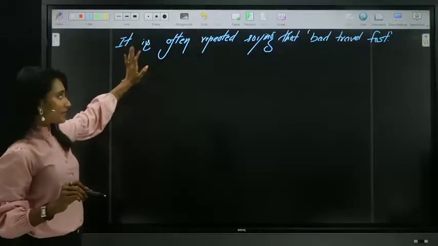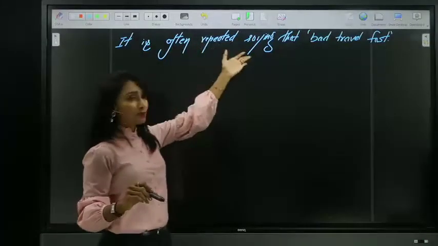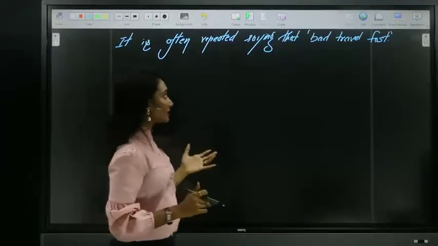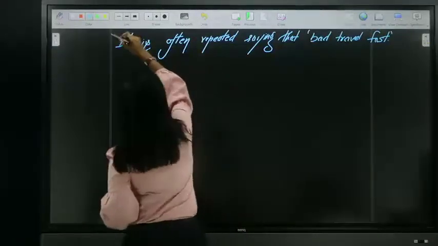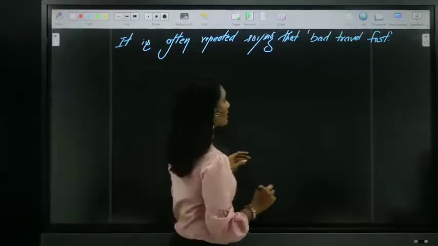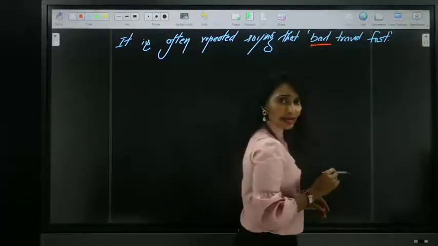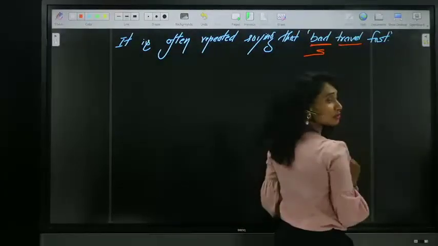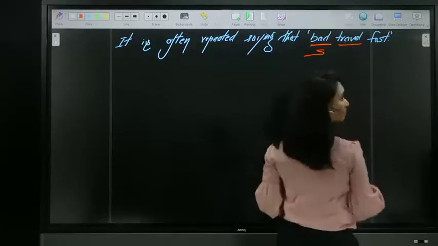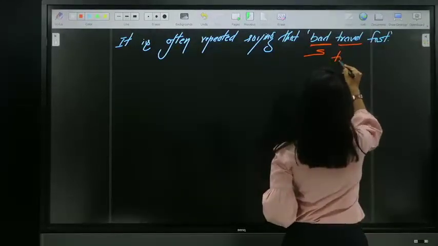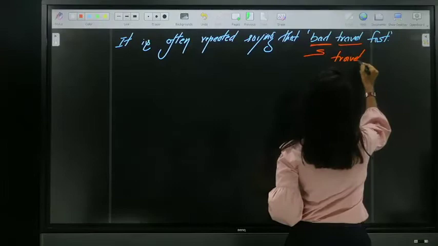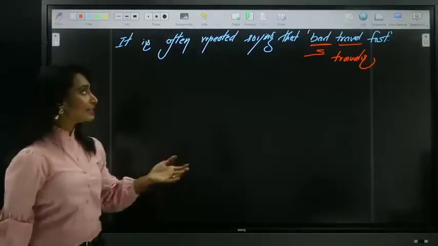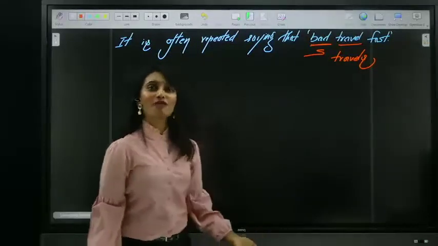So singular verb is. What is that? Is often repeated saying. Okay, we are talking about one saying. So it is singular. What is the saying? Bad news travel fast. So what is the subject here in that saying? News. So is it singular or plural? It is singular. So we require singular verb or plural verb? We require singular verb. But here it is plural. So we require a singular verb, that is travels. It is often repeated saying that bad news travels fast.